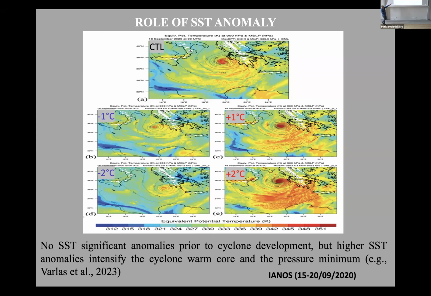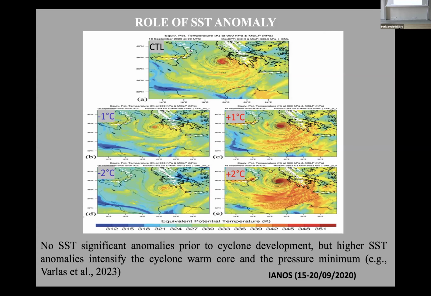Here are shown, the color refers to equivalent potential temperature, the contour to sea level pressure, and you see that for the case with the warmer sea surface temperature, you have a stronger structure, more intense wind, while cases with lower sea surface temperature tend to reduce the intensity of the cyclone. And these results are common to other cyclones. Here are shown for Llanos, but really other studies show similar results.